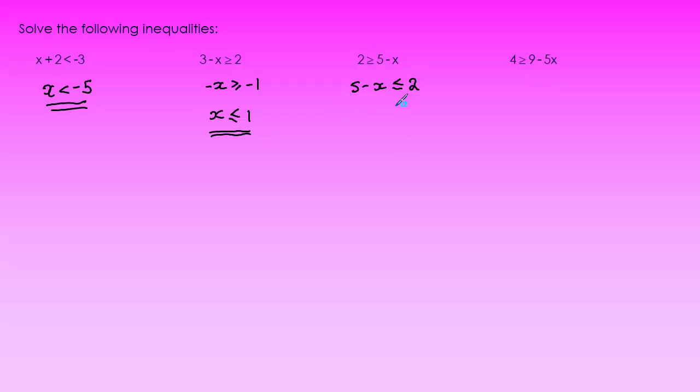Subtract 5 from both sides. So that's negative x is less than or equal to 2 take away 5, which is negative 3. Then divide both sides by negative 1. So this becomes x, this becomes 3, and we divided both sides by a negative number, so reverse the inequality sign.